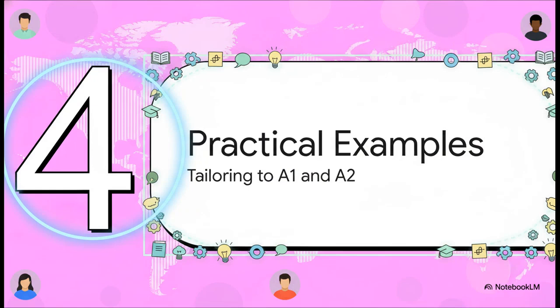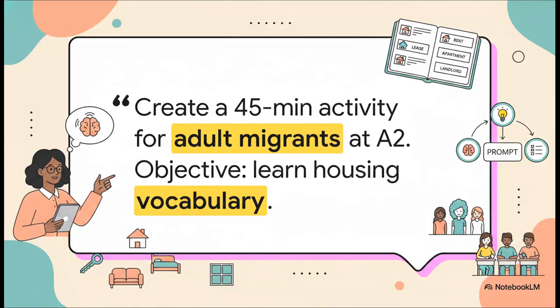All right, section 4, practical examples in action, specifically tailoring to A1 and A2 levels. When you're designing your material, giving specific instructions is key. For instance, imagine asking the AI this. Create a 45-minute activity for adult migrants at an A2 level. The objective is to learn vocabulary for looking for housing. Include a dialogue, key vocabulary, a pair work exercise, and a simple assessment.